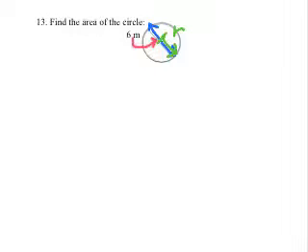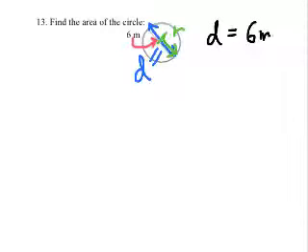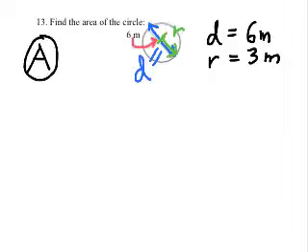So the diameter would be d, and the radius is r. Okay, so if our diameter equals 6 meters, then our radius would be half of that. The radius would be 3 meters. Okay, now the area of the circle, in general, I like to draw it like that. Area equals pi r squared.